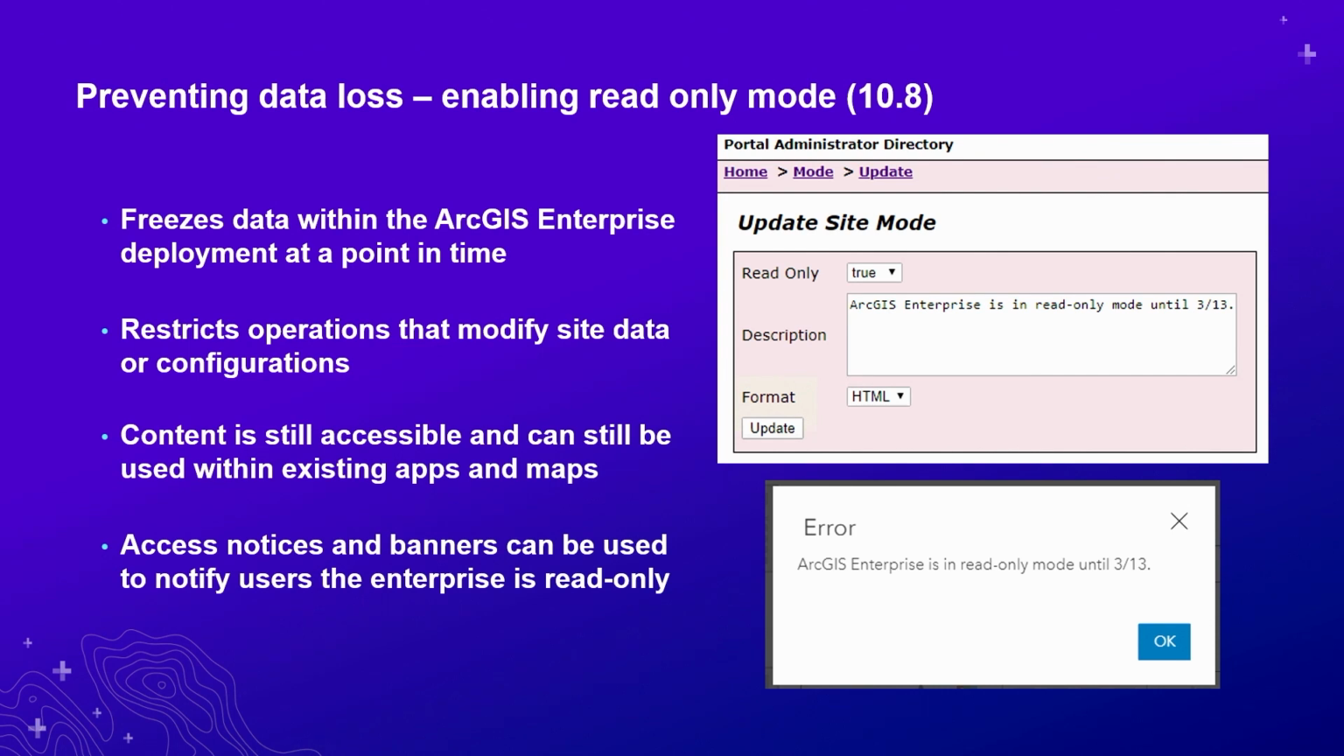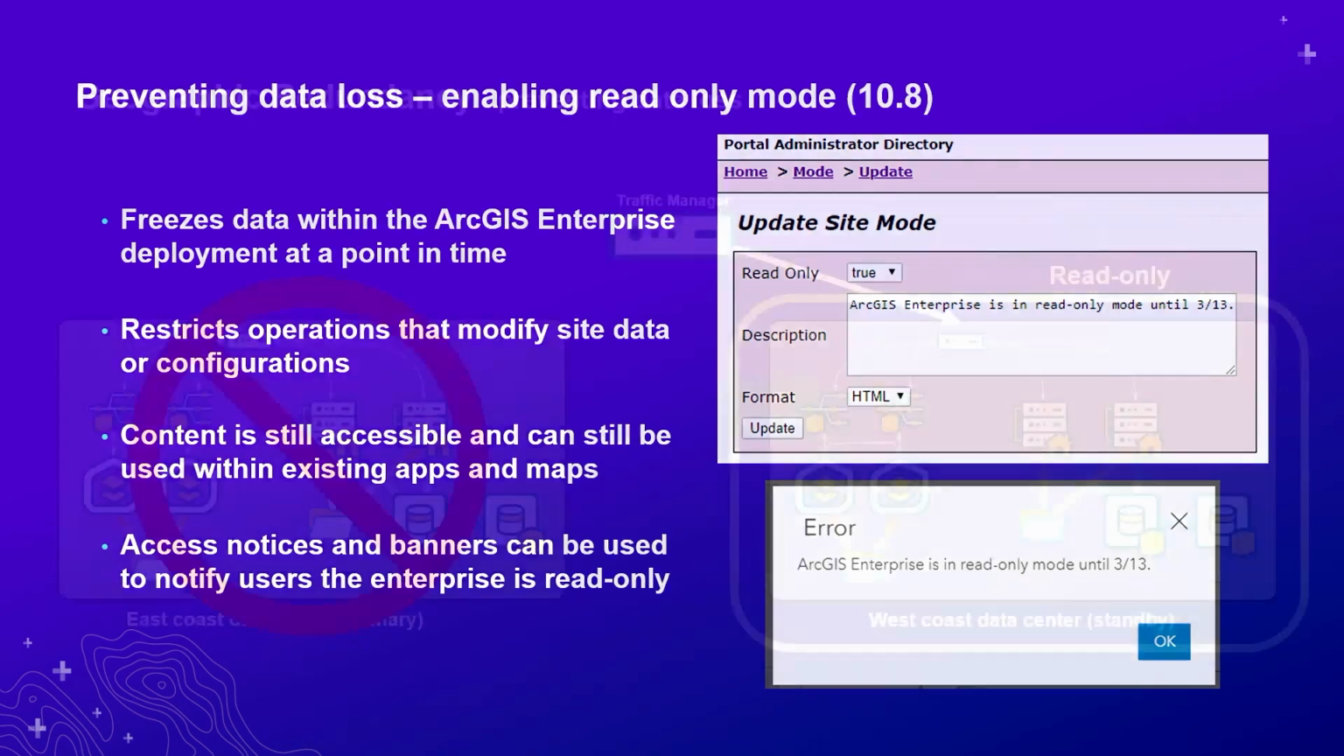So you can pull up your applications and serve out any services and run any operations against services that don't modify data, just as you normally would. But any new data or any existing data can't be modified. Any existing data also can't be deleted. New at 10.8, you can take advantage of access notices and banners to make sure that users are aware of the state of the enterprise.